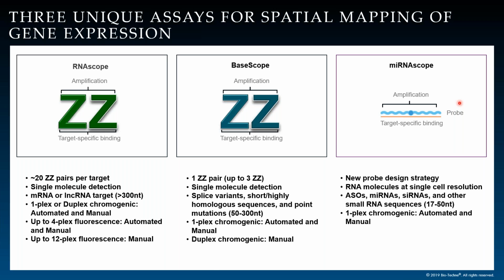Finally, we have our latest launched microRNAscope assay, which, as the name suggests, is for even smaller sequences between 17 to 50 nucleotides in length, mainly for identifying targets like siRNAs, microRNAs, and ASOs. And currently, it's available as a one-plex assay in automated and manual formats.